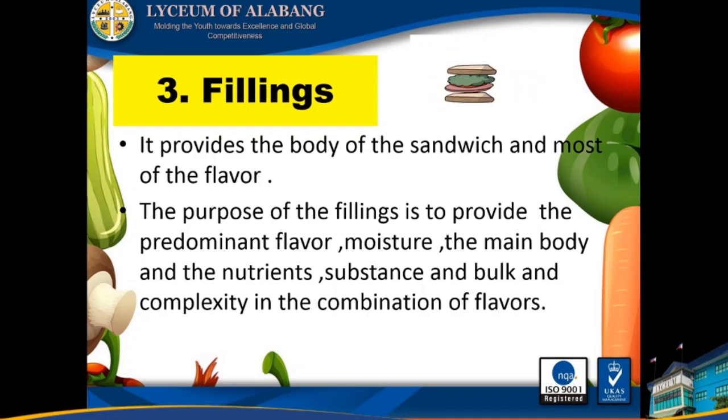Fillings could include meat, poultry, fish, eggs, cheese, and vegetables. Salami, cooked roast chicken, or even sliced cucumber and tomatoes are also popular fillings. The fillings could be a single item or a combination of several, like ham and cheese, cucumber and chutney, bacon and tomato. So it is important that the combinations are complementary to each other.